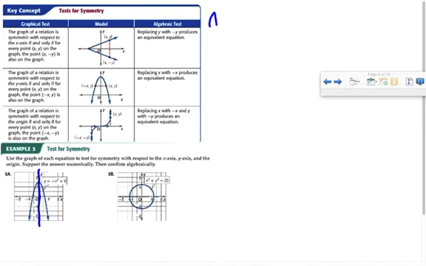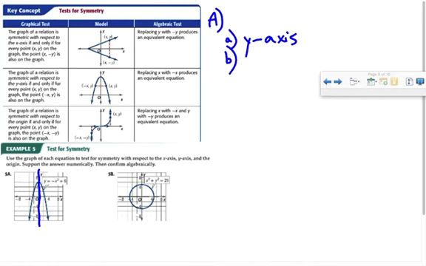So for part A, first thing to address is whether it's symmetrical over the x-axis, y-axis, or origin, and we're going to say it's symmetrical over the y-axis. And then it wants us to support that numerically. And what they mean by that is take an x value, plug it in, and then compare it to the negative of that x value. So here's what I mean.